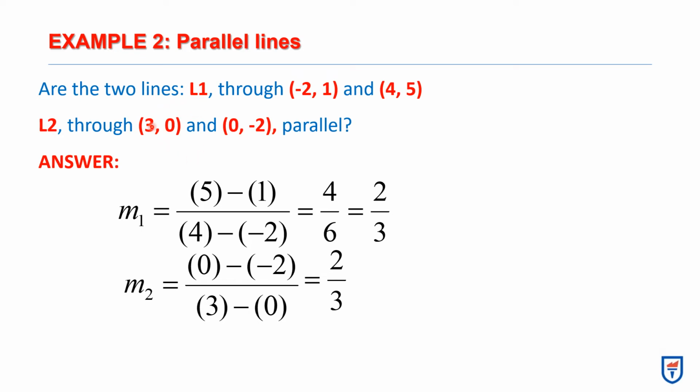We say our second coordinate is this one and our first coordinate is this one. So we're saying change in y over change in x. So we're saying 0 minus -2 divided by 3 minus 0. So we're going to have 2/3 as our slope for m2. Now, since our slopes are the same, we can conclude that line 1 and line 2 are parallel to each other, since their slopes are the same.